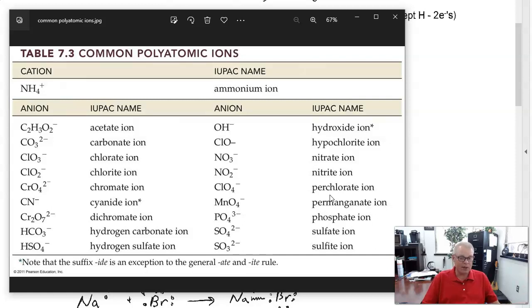Do all of them have those? No, they don't all have those. But if you see an -ite, just think one less oxygen than the -ate, same charge. And that's one way you can kind of keep them straight.